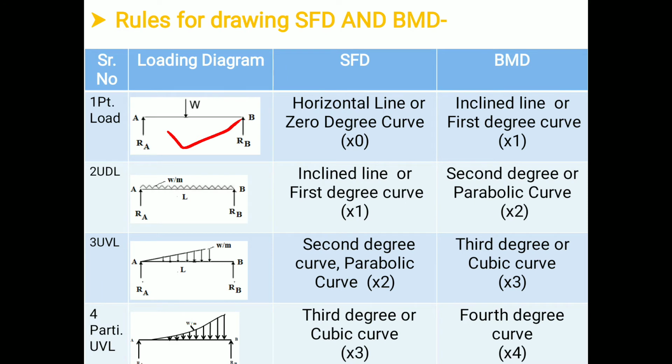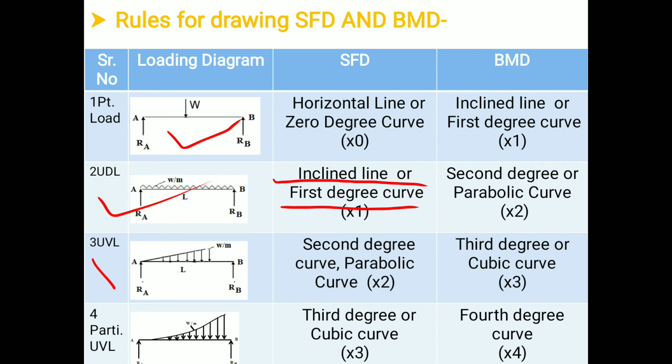Now the second type of loading is uniformly distributed load. In the case of uniformly distributed load, for the shear force diagram you can observe an inclined line between two supports or between two points, and that line is a first degree curve, so the power is 1. Whereas in the bending moment diagram you will observe a parabolic curve, which is a second degree curve, meaning its power is 2.